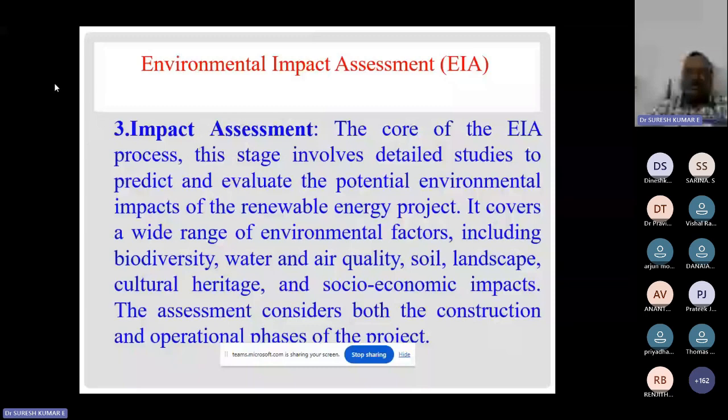The assessment considers both the construction and operational phases of the project. This is the drawback of the environmental impact assessment tool as well as the procedure, because they are addressing only the impacts at the time of construction and operational phase. What about the decommissioning? Nobody is addressing it, because now it's not an issue, but in future it will trouble us. So even the EIA tool should be redefined. Decommissioning process protocols also should be there.